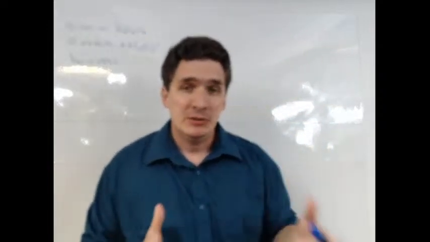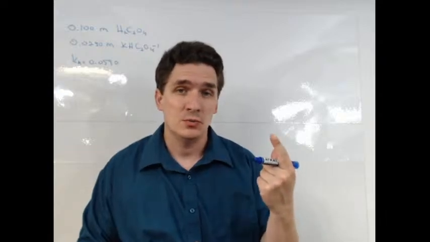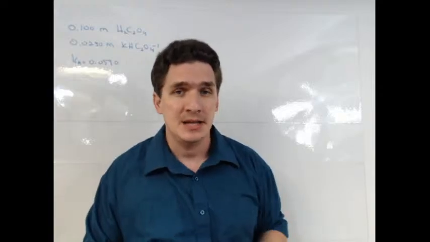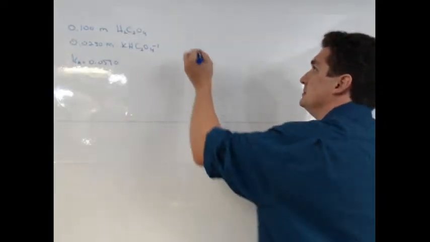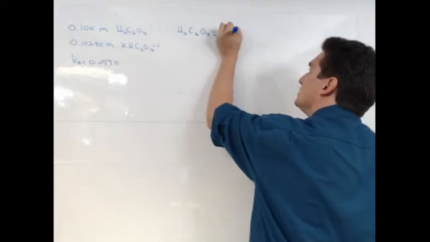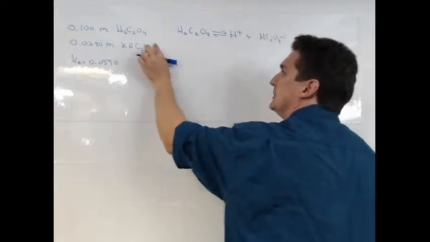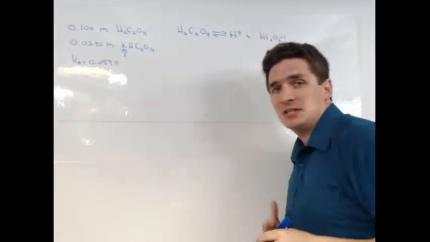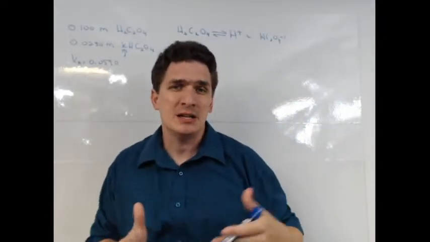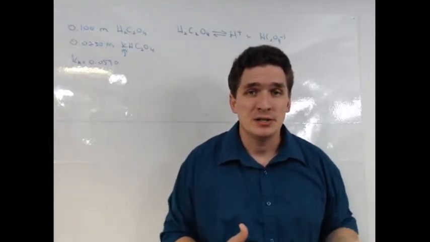So for any equilibrium problem, we need 3 things. We need, first of all, the expression for Q. We need K equals Q, and we need an IC table. Now the reaction is given to you. H2C2O4 goes back and forth to H plus and HC2O4 minus 1. The sodium here is just a spectator ion. It's there to solubilize the HC2O4. This is kind of a Chem 1 concept where we talk about spectator ions when balancing net ionic equations.